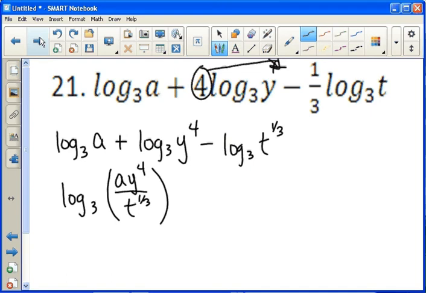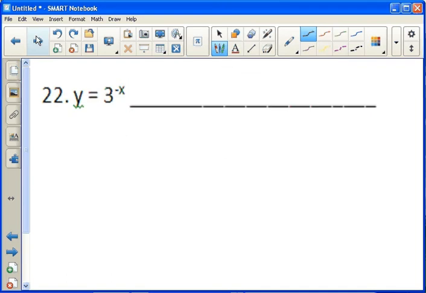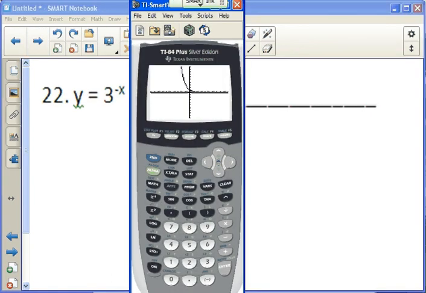Now for 22 and 23, we want to look at our graph. Now I have here graphed y equals 3 to the negative x. You look, I've got it graphed 3 to the negative x. And you can tell by its shape it has to be the one that's labeled A, because that negative x has flipped it or reflected it horizontally.